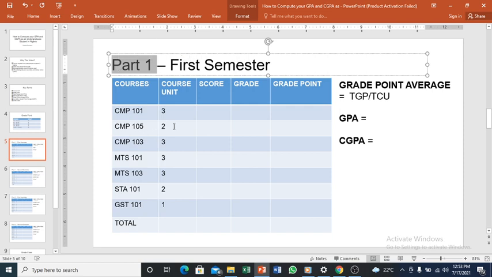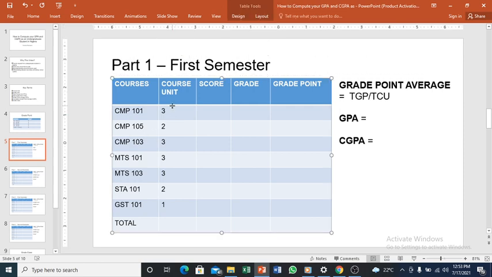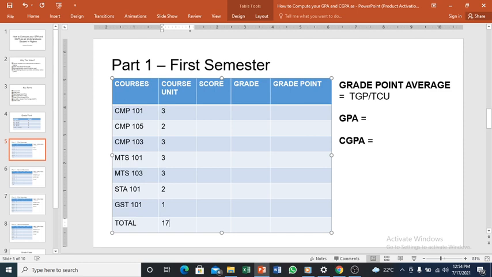So like I was saying, this is the course unit that we have. Now, if you want to know the total course unit, the TCU, what do we do? We find the total unit of all these courses. So we have 3 plus 2, that's 5, plus 3, that's 8, plus 3, that's 11, plus 3, that's 14, plus 2, that's 16, plus 1, that's 17. So it means the total course unit for this particular student is 17 units.